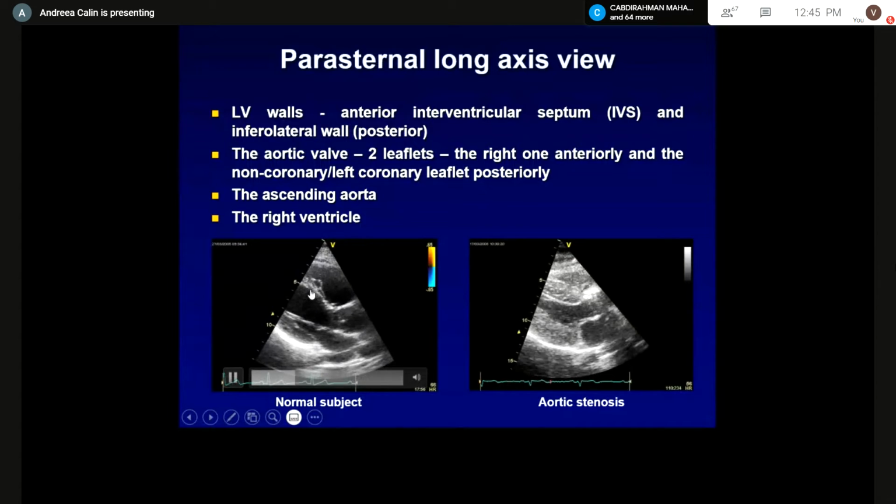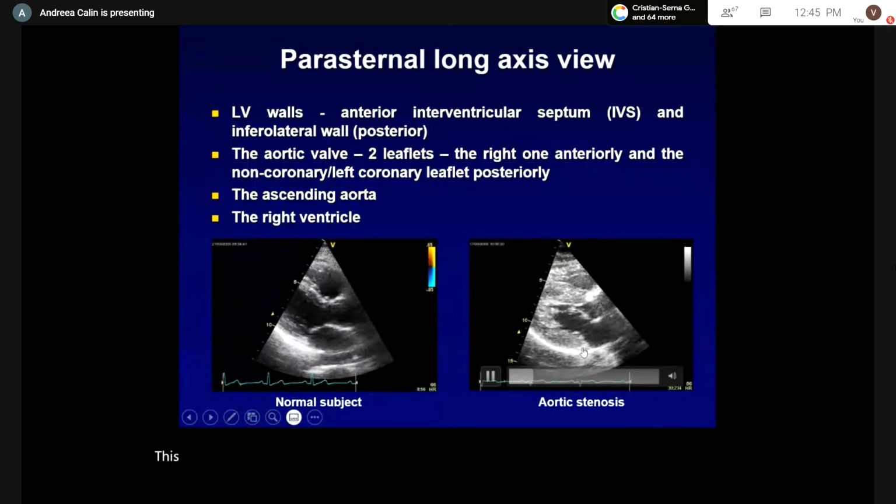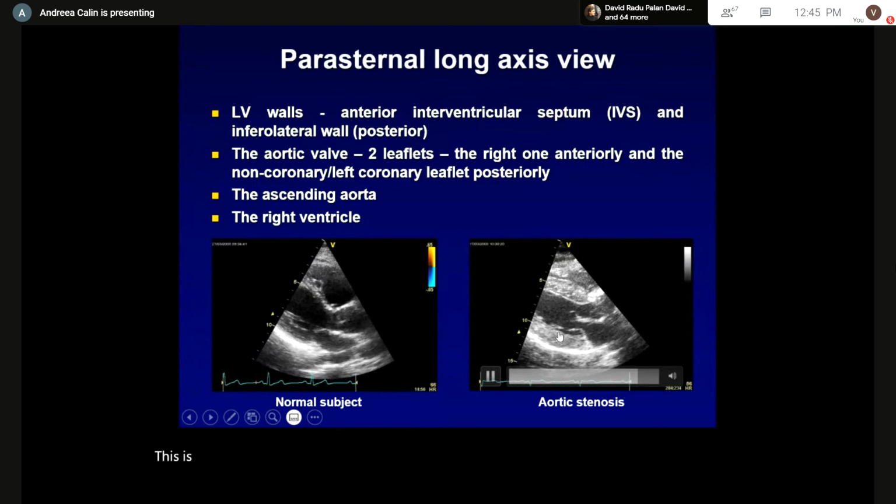This is a normal subject, and this is a subject with aortic stenosis, and you can easily see that the walls of the left ventricle, both the septum and the posterior wall, are thicker than normal.